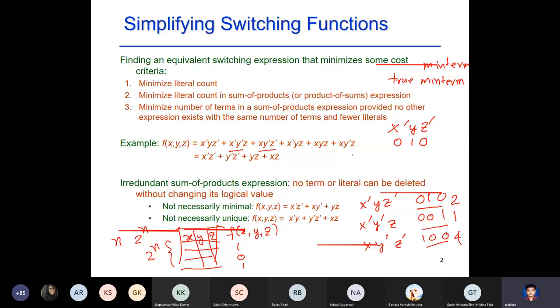So this is what we repeatedly apply. As I said, the Karnaugh map is a two-dimensional grid-like representation. Every cell of this grid would correspond to a min term of the variables. So let's see, this is a three-variable Karnaugh map.